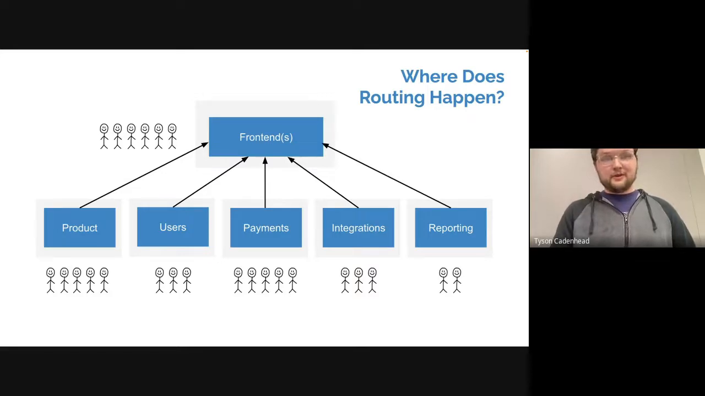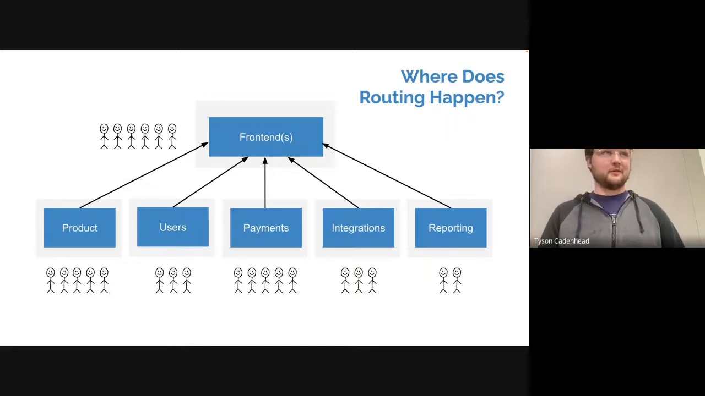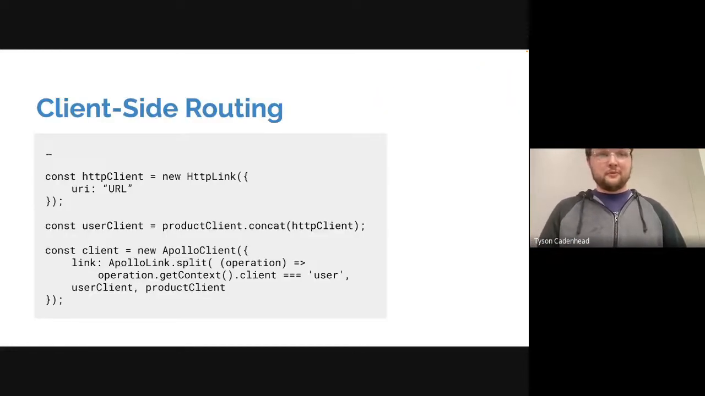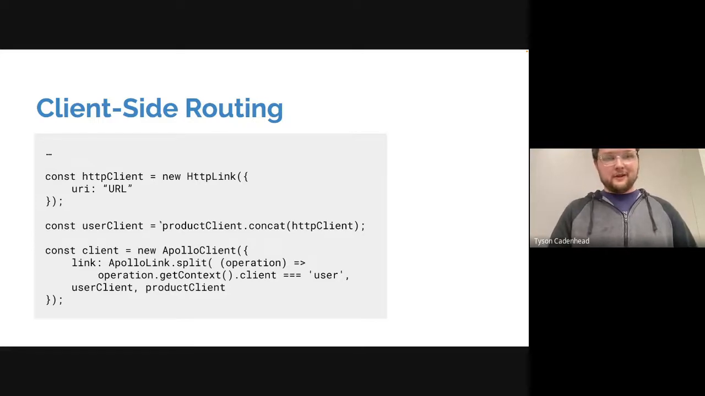And the routing happens on the front end. So the front end has to know that there's a product service and a user service, a payment service, and integrations and reporting. Those all have to be known by the front end, and it has to know which ones to hit to get which things. So the problem, well, I'll get to the problem in a second there, but this is how you would do it. So you basically have client-side routing, and here I'm using Apollo client, and I'm just basically splitting whenever you add a certain context with a certain client to the query you're making, it would actually resolve to a different API.